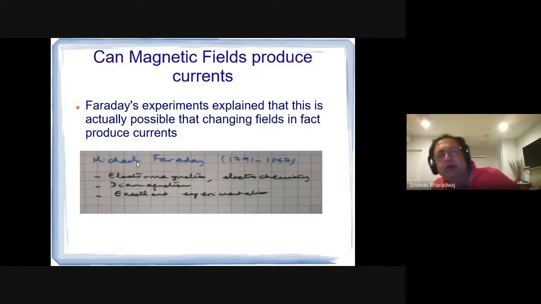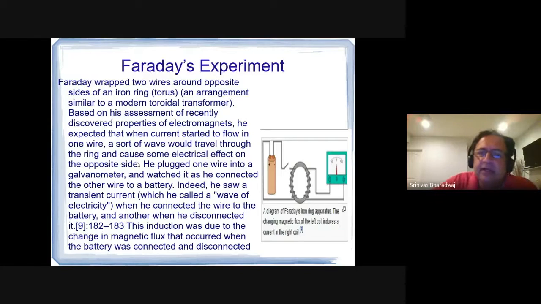Now we started looking at Faraday. Faraday discovered this idea of what is called electromagnetic induction. So what is electromagnetic induction? We already explained. There was Faraday's experiment.